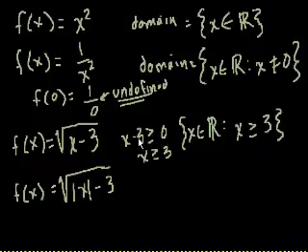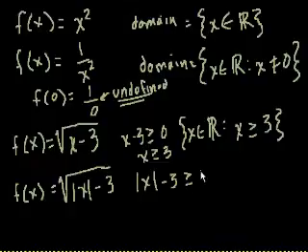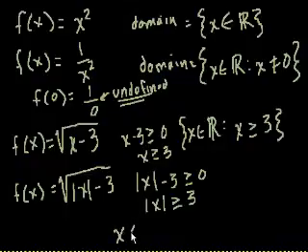Well, just like last time, this expression in the radical still has to be greater than or equal to 0. So we can just say that the absolute value of x minus 3 is greater than or equal to 0. So we have the absolute value of x has to be greater than or equal to 3. And in order for the absolute value of something to be greater than or equal to something, that means that x has to be less than or equal to negative 3, or x has to be greater than or equal to 3.